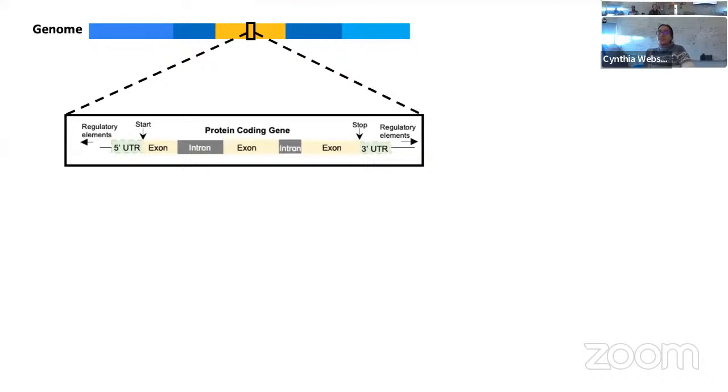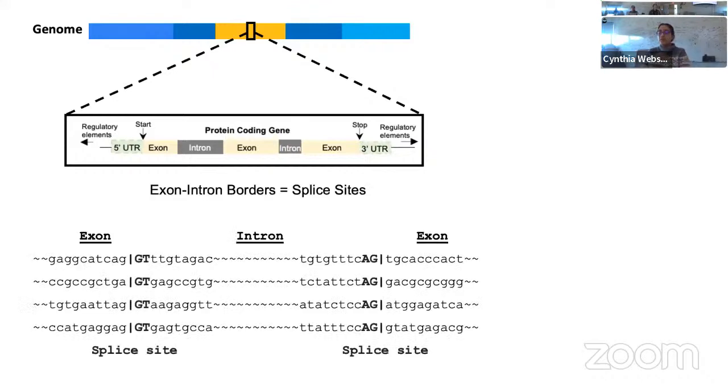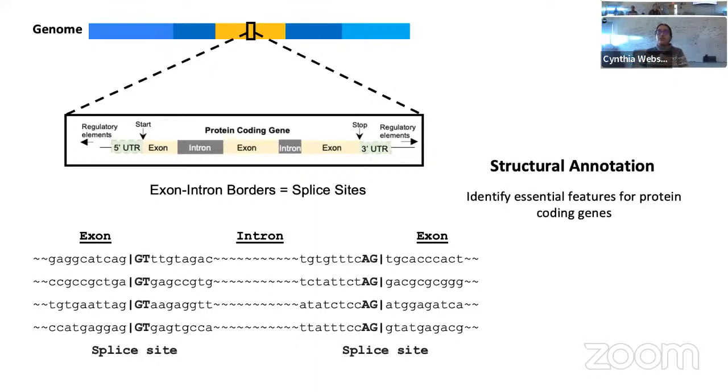Genome annotation basically includes structural and functional annotation, and it's basically trying to identify protein coding regions. When we talk about structural annotation, you're basically trying to identify the locations of exons and introns, as well as the splice sites.